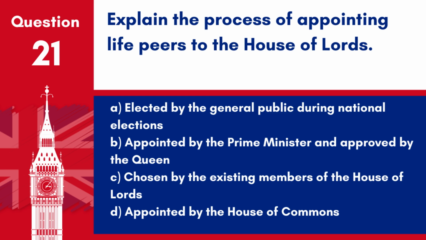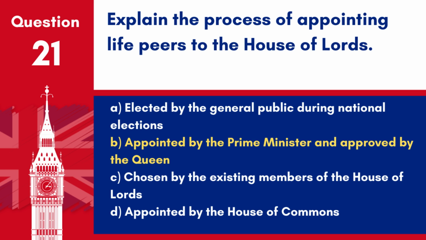Question 21. Explain the process of appointing life peers to the House of Lords. A. Elected by the general public during national elections. B. Appointed by the Prime Minister and approved by the Queen. C. Chosen by the existing members of the House of Lords. D. Appointed by the House of Commons.